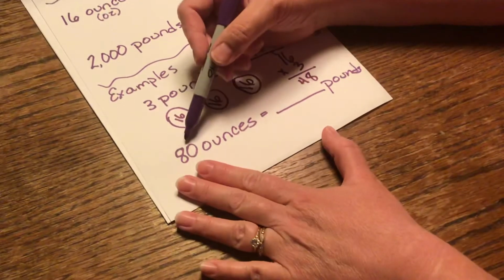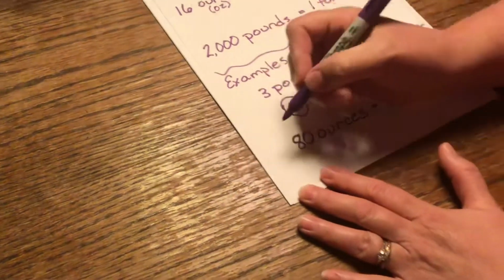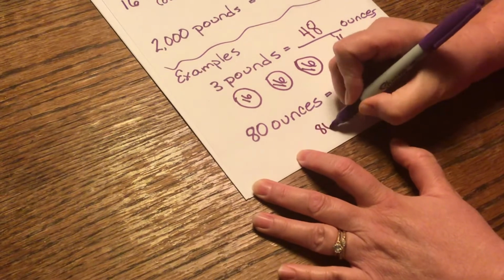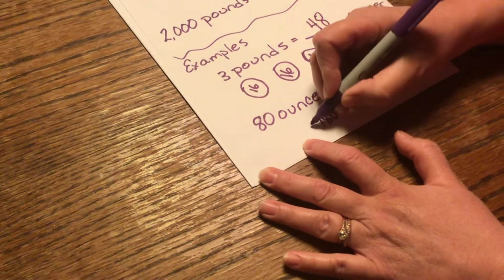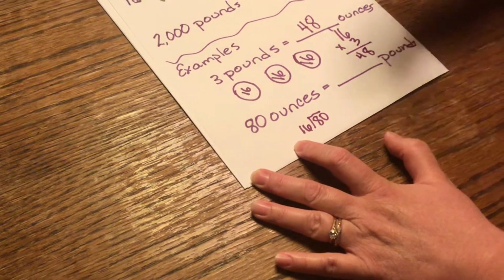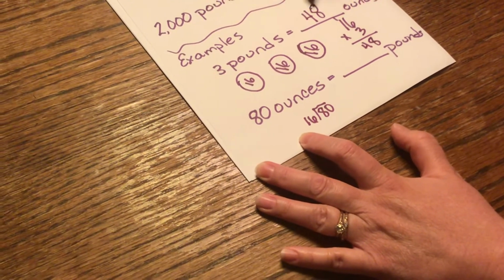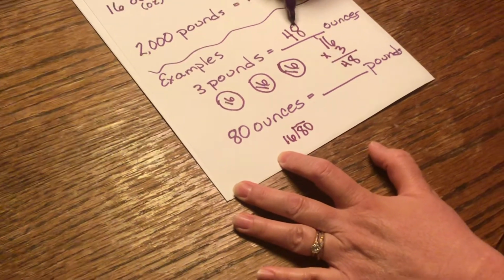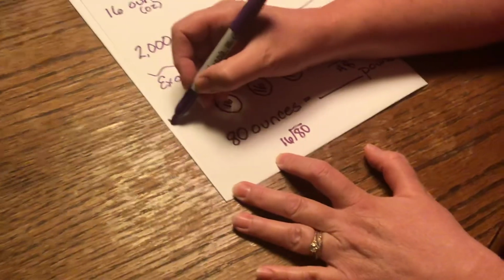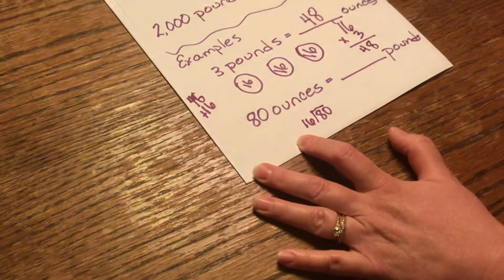I can also go the other direction. If I have 80 ounces and I want to know how many pounds that is, I take my 80 and I'm going to divide that into groups of 16. Fourth graders could start adding 16s together. You know that it takes 3 16s to make 48. And so you could start with your 48 and add 16 more and just keep doing that.